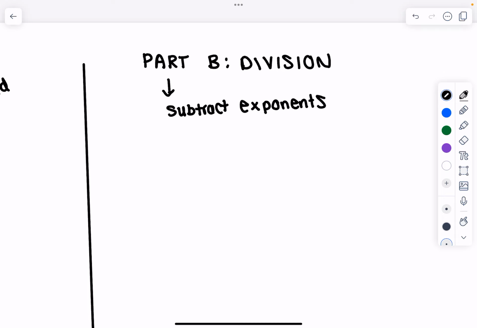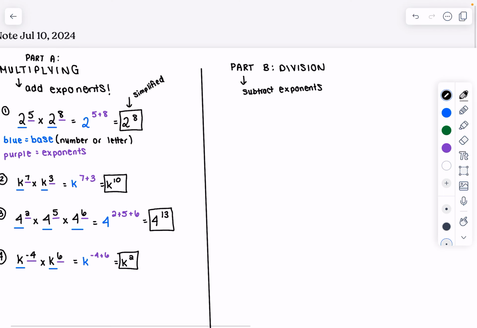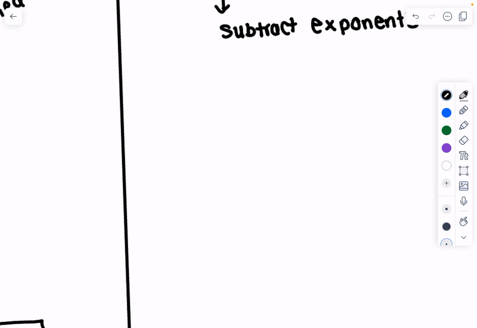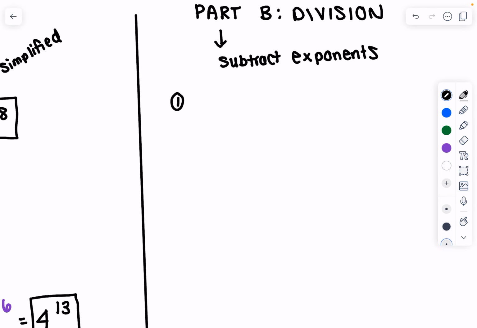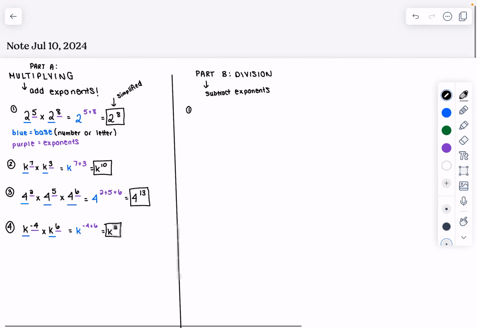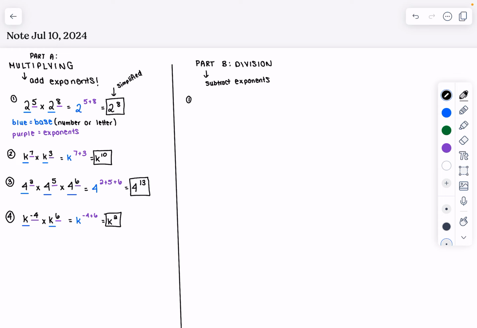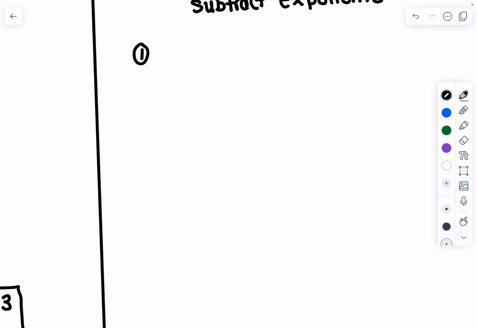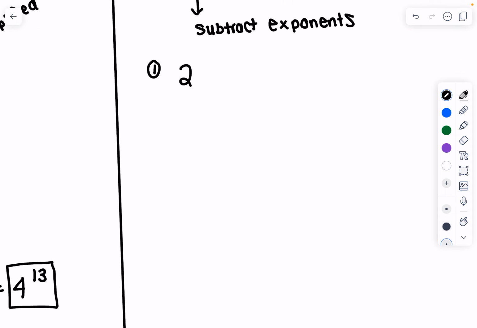Kind of like how x's lie, exponents lie. They're not truthful. So that is what we're going to do. We are going to subtract our exponents. We're going to start off kind of similar to the left side, and we'll just do different examples that reflect the same levels of difficulty as the left side, except this time we are looking at division. You might get something like this.